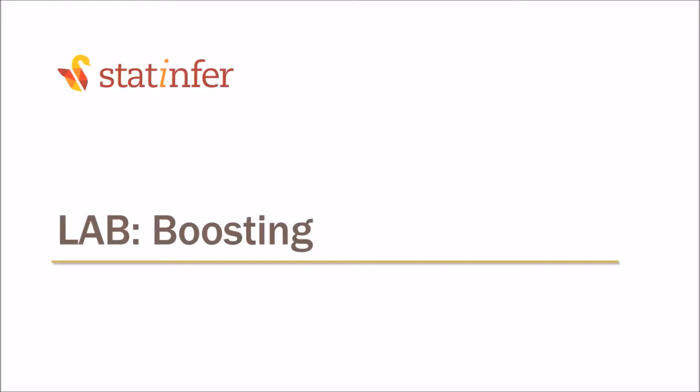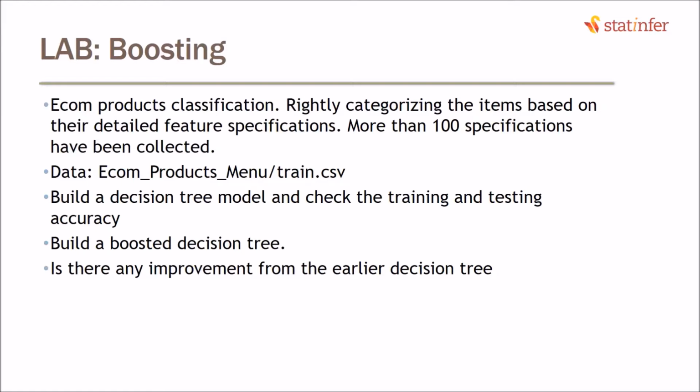Let's see a lab exercise to understand the overall boosting algorithm. Let's do an exercise on real data. The objective is to do e-commerce product classification, basically rightly categorizing the items based on their detailed feature specifications. More than 100 specifications have been collected, and we need to classify those products, that is, what type of product it is. The data set is the e-commerce product menu, the training data set.